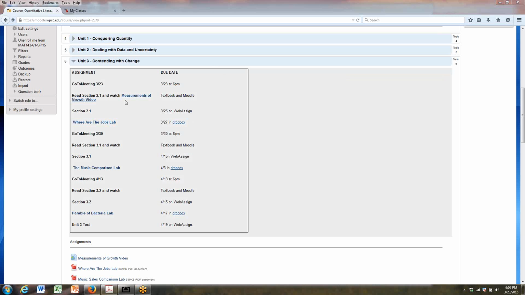Okay, so then here's the Read Section 2.1. I made a Measurements of Growth video, where I explained the contents out of Section 2.1: percent change, average growth rates, interpolation, extrapolation, that kind of stuff. And then Section 2.1 is due on WebAssign. Then here is the Where Are the Jobs Lab that's due in Dropbox on 3/27. All right, so that's this week.